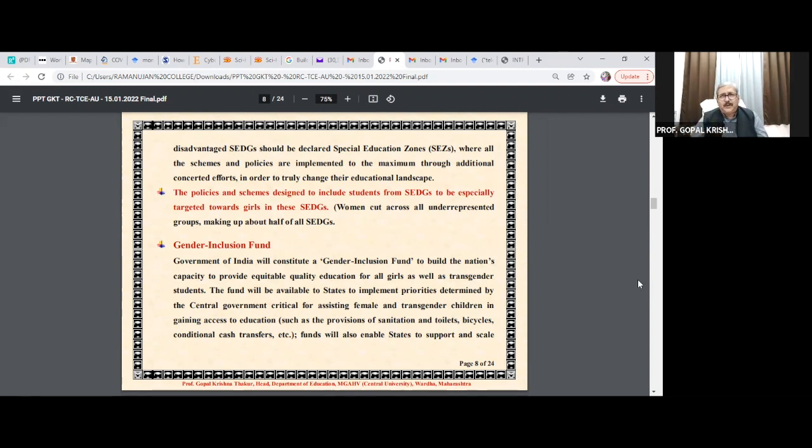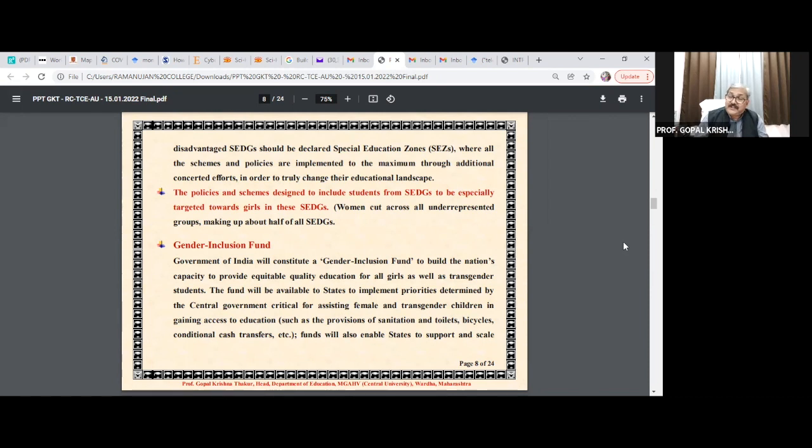And then what will be done in those special education zones is that all these schemes and policies would be implemented to the maximum through additional concerted efforts in order to truly change their educational landscape. So very sincere efforts will be made. This is what this National Education Policy suggests, promises. And the policies and schemes designed to include students from SEDGs will be specially targeted towards girls in the SEDGs.